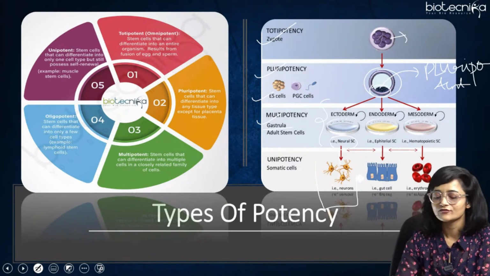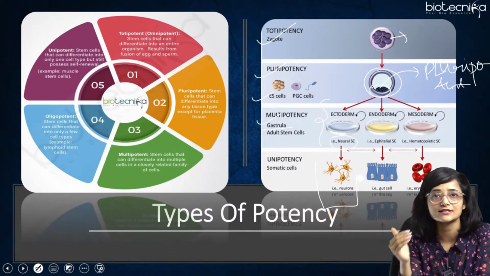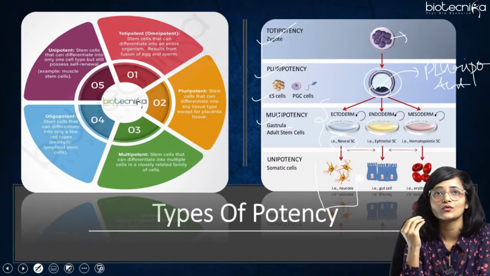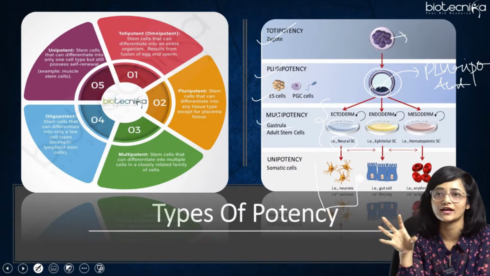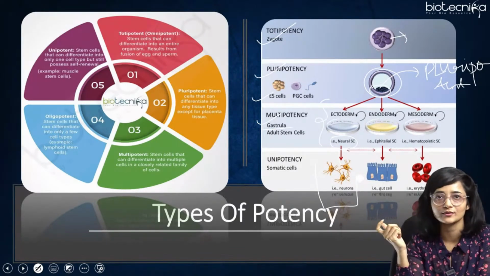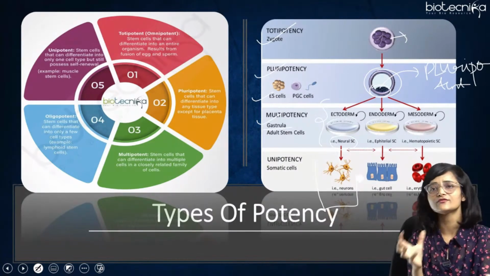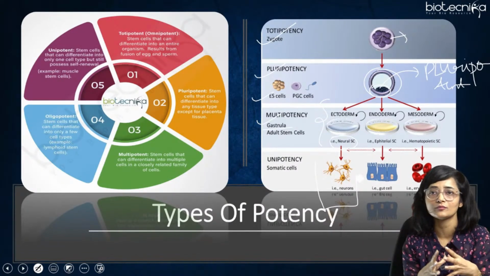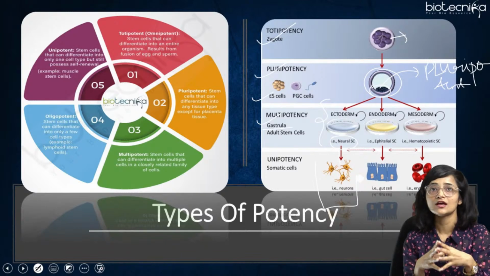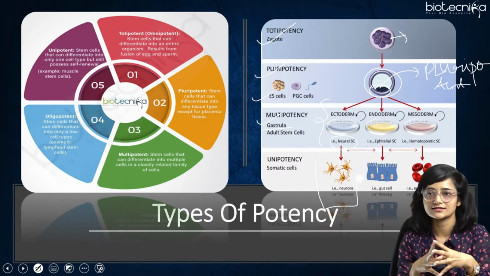So from this concept wheel, we can understand that totipotent basically means omnipotent. That is, it can form the whole organism. It is present everywhere. Omnipotent basically means that. Stem cells that can differentiate into an entire organism result from the fusion of the egg and sperm. From the fusion of the egg and sperm, the zygote is formed. The cells in the zygote are basically the totipotent cells, right?